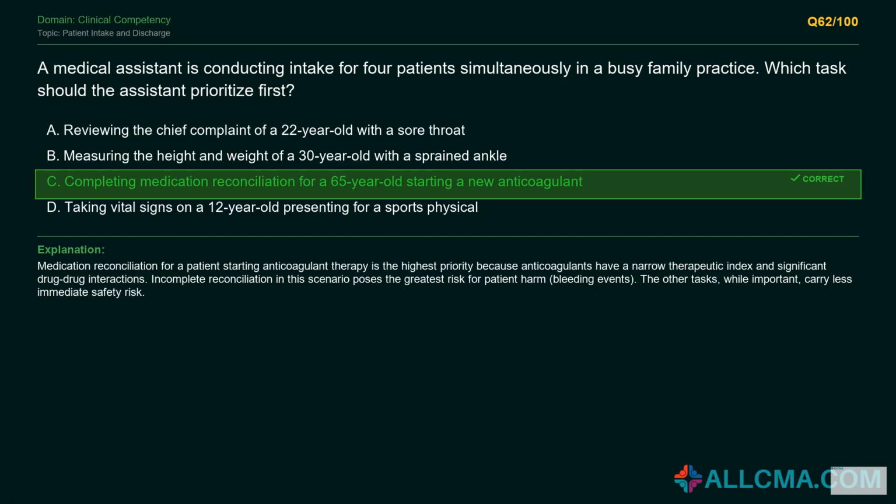The correct answer is C. Medication reconciliation for a patient starting anticoagulant therapy is the highest priority because anticoagulants have a narrow therapeutic index and significant drug-drug interactions. Incomplete reconciliation in this scenario poses the greatest risk for patient harm, bleeding events. The other tasks, while important, carry less immediate safety risk.